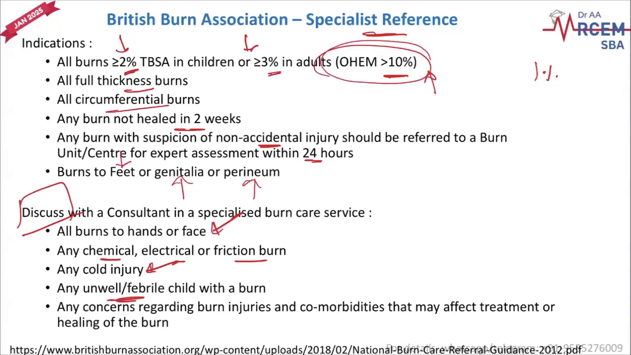A child who is unwell or febrile, or you're worried about the comorbidities of the patient which can hamper healing. For example, an immunocompromised person, or uncontrolled diabetes, or on immunosuppressant drugs for cancer. In those patients, you need to suspect that healing will be affected. So you need to refer those patients also.